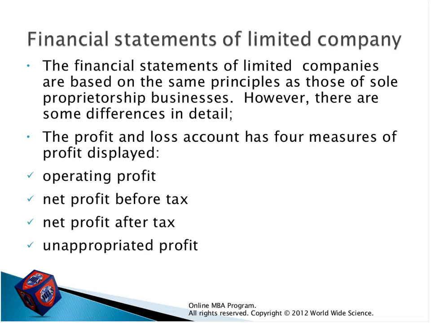Here we have some differences. For example, in the profit and loss account, which is the income statement of limited companies, we have four measures displayed: operating profit, net profit before tax, net profit after tax, and unappropriated profit, which is earnings.